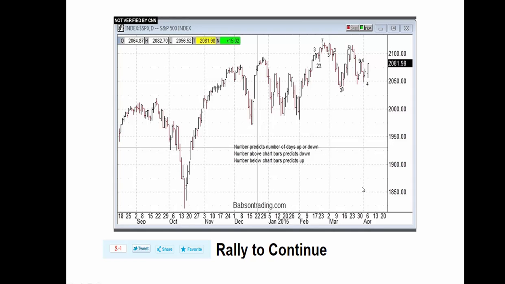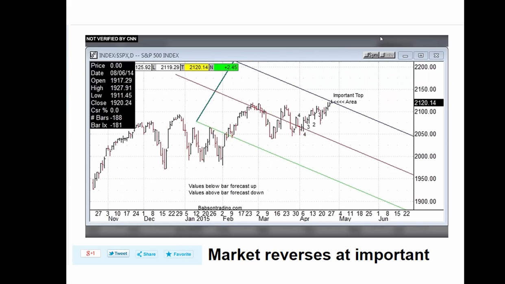Okay, so this is the beginning of April, looking for it to continue. And we'll see how far we said it was going to continue. Well, here was where that rally was, beginning of April. Rally to continue, and here we go. We went to an important top area.